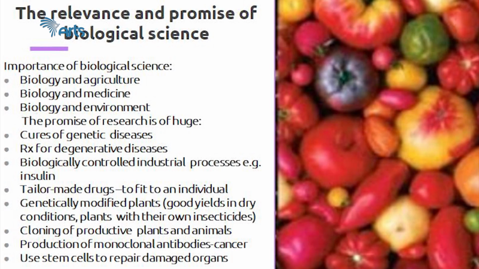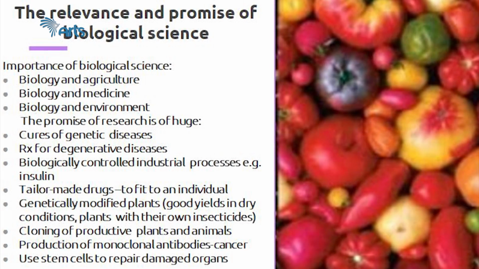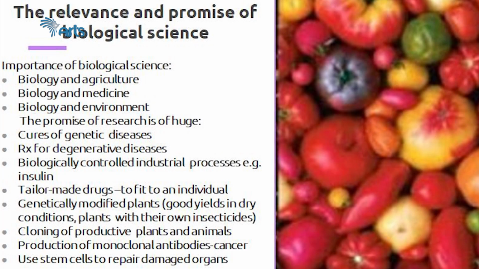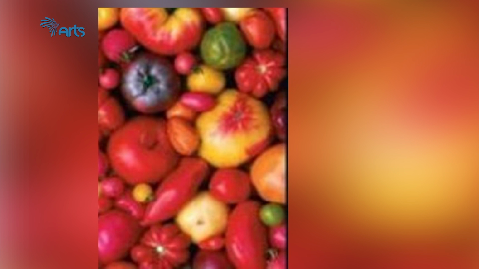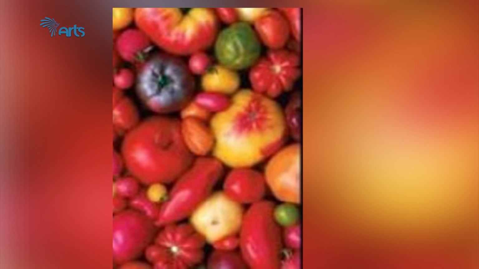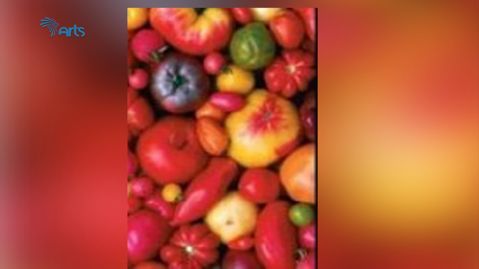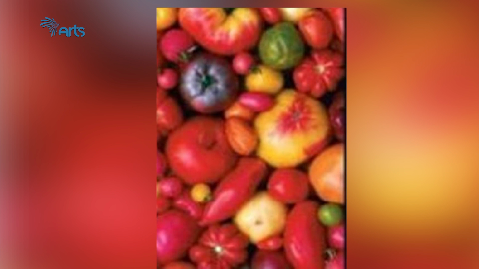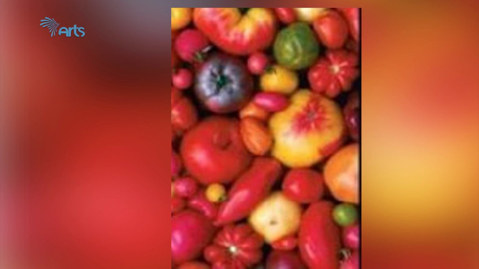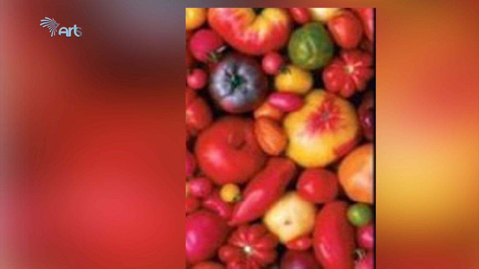The other one is genetically modifying plants. Biology in the future will bring a lot of modification of plants. Plants that yield well in dry conditions can be genetically modified. Plants with their own insecticides should be produced. So that is very important. Nowadays, insects play a devastating role in the production of grains and crop plants. So in the future, with the work of biology, we might get some remedies and solutions.